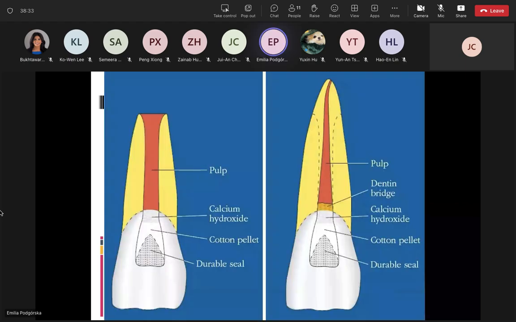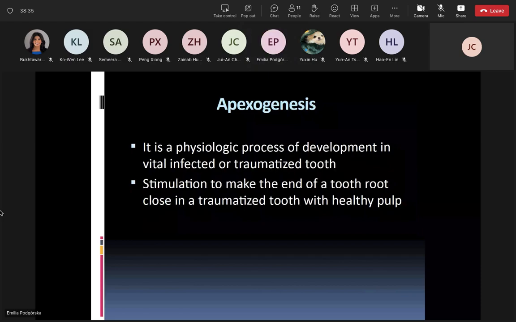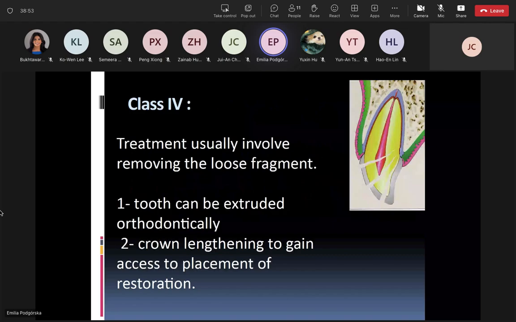Apexogenesis is a physiological process of development in the vital infected or traumatized tooth, stimulating the end of the root to continue growth. In the traumatized tooth, classical treatment usually involves removing the root fragment. It can be extruded orthodontically or by crown surgery to gain access for placement of the restoration.